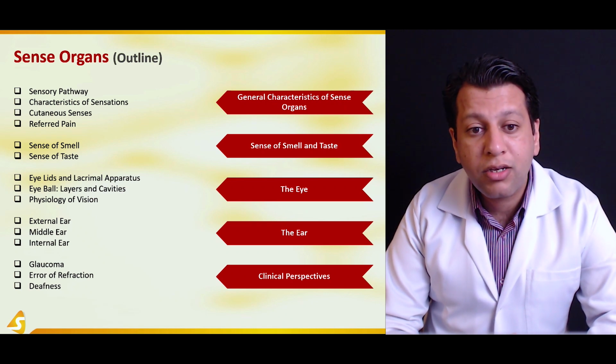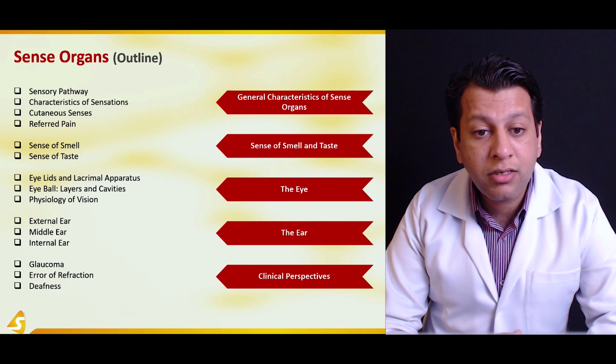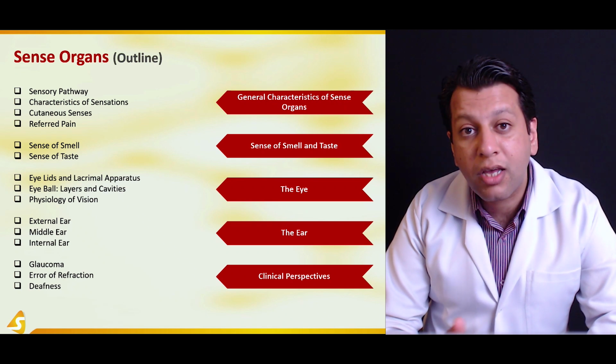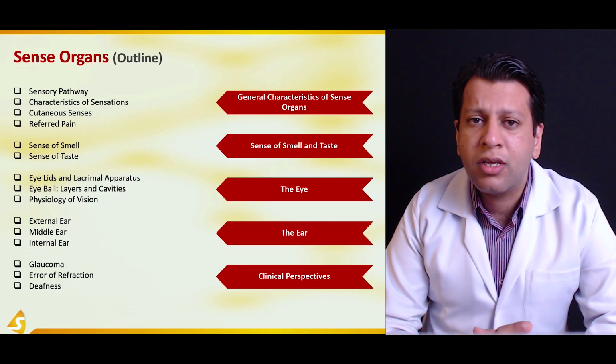Then in the third section, we'll be going through the eye. We'll be going through the anatomy of the eyelids and the lacrimal apparatus. We'll be going through the eyeball, its layers and its cavities, and what muscles are attached to the eye. And then we'll be briefly discussing the physiology of vision.